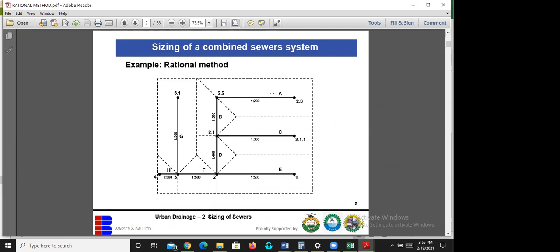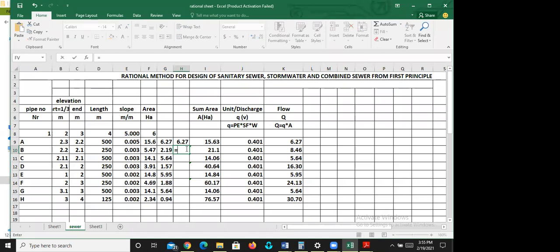So the flow in A is 6.25. The flow in B is 2.26. Therefore, at this point, we'll say A plus B. This one will now be equal to the value of A plus the value of B, which is this. The value of C will be itself, which is this. The value of D will be B plus C plus itself.